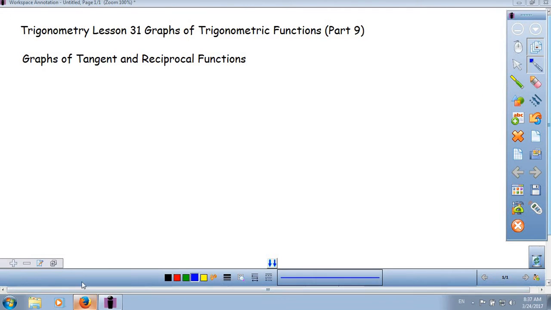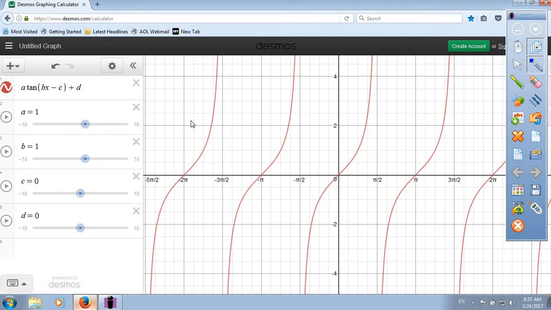Alright, so let's go back and look at the graph of tangent. This is a graph of tangent in this form: tangent of bx minus c, plus d. It's the same thing we're dealing with in sine and cosine graphs. But let's briefly review the properties of tangent graphs.